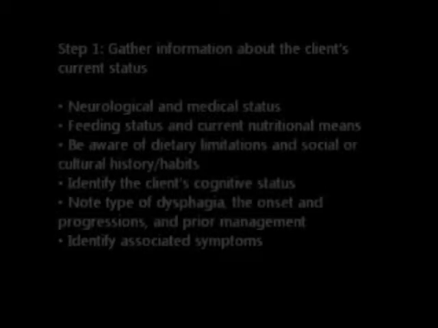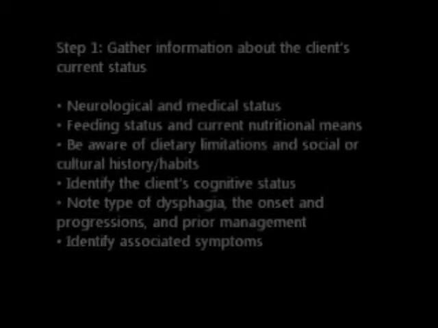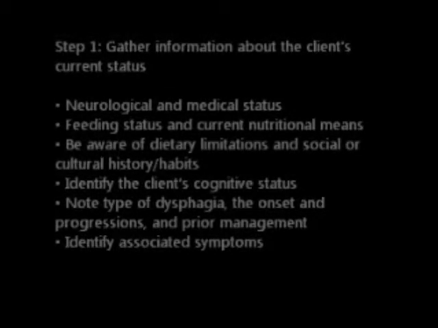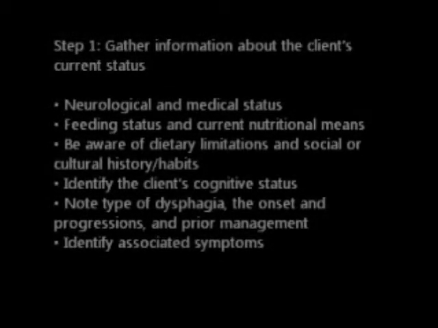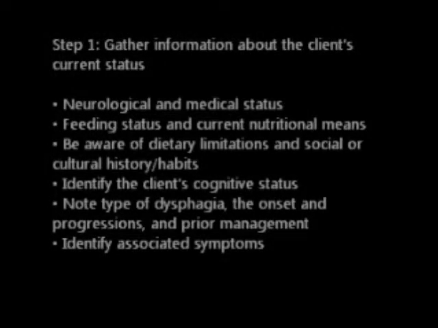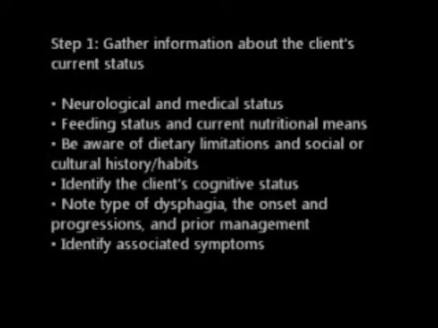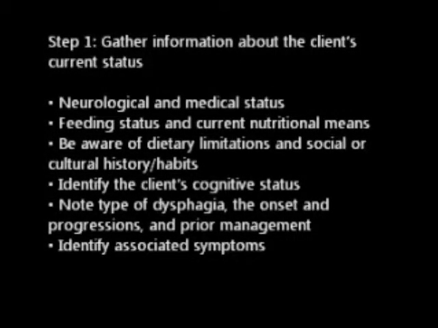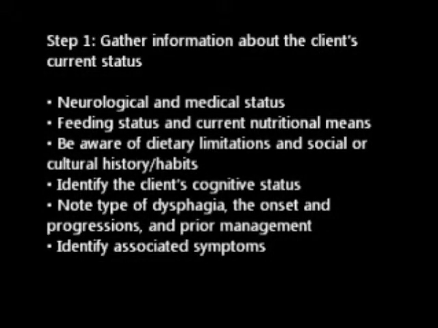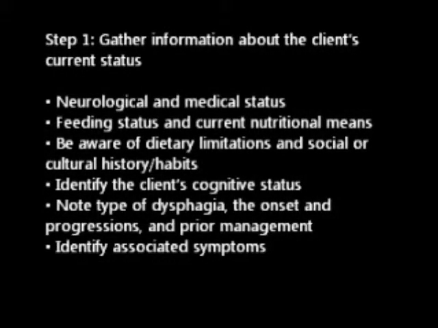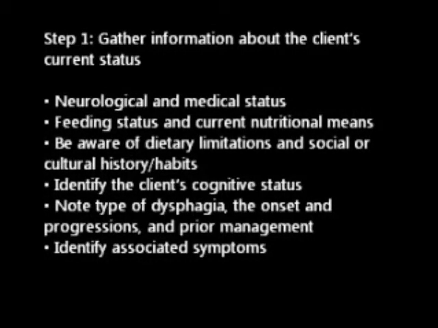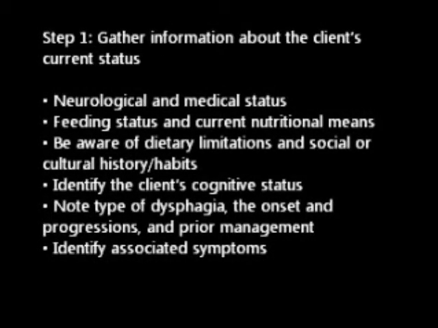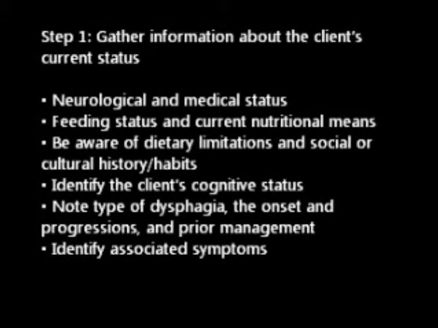Step 1. Gather information about the client's current status through medical records, client or caregiver interview or questionnaire, or report from the doctor or nurse. You want to identify the client's neurological and medical status, for example, any recent strokes, neurological disease, history of aspiration pneumonia or medications. Identify the client's feeding status and current nutritional means, if they have a special diet, if they're able to self-feed, or if they have reflux. Be aware of dietary limitations, for example, food allergies or diabetes, and social or cultural history or habits.